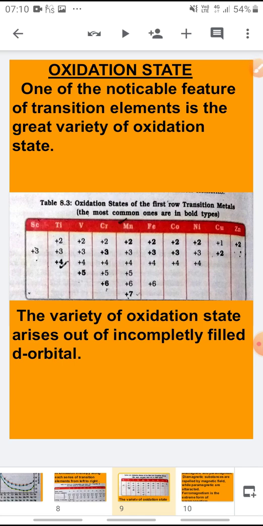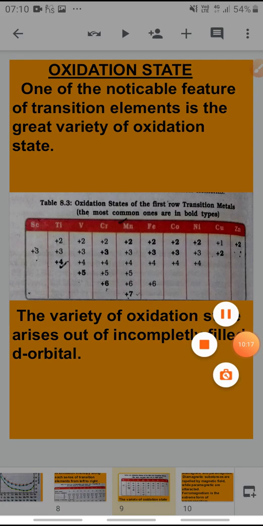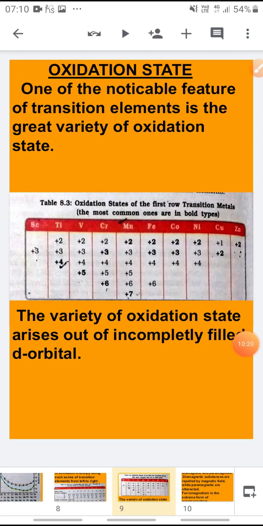Now if we move from scandium to manganese, you all can see the oxidation states are increasing. That means manganese can show +2, +3, +4, +5, +6 and +7. Many a times in the board exam the question also comes: name the element of the 3d series which shows maximum number of oxidation states. So you have to remember that is manganese. Now from manganese onwards, if we move towards zinc, the number of oxidation states decreases. It is because pairing of electrons is starting.